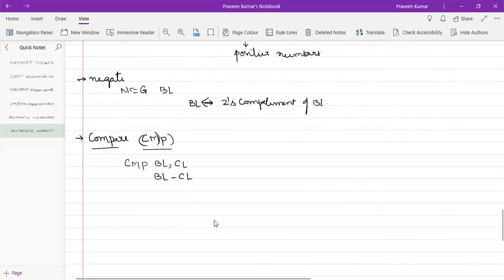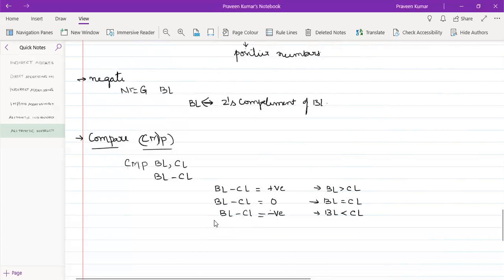We just want to compare the result and say which is the largest number, which is the smallest number, or whether the two numbers are equal or not. So if the result of BL minus CL is positive, then we can take BL is greater than CL. If BL minus CL is equal to 0, then I will say BL is equal to CL. If BL minus CL is a negative number, then BL is less than CL.